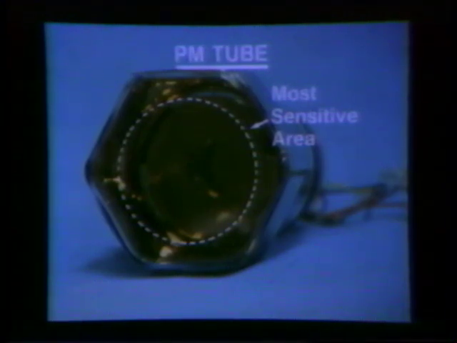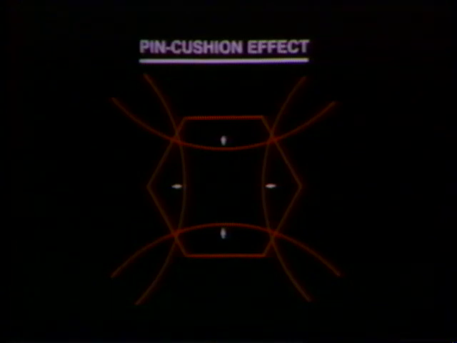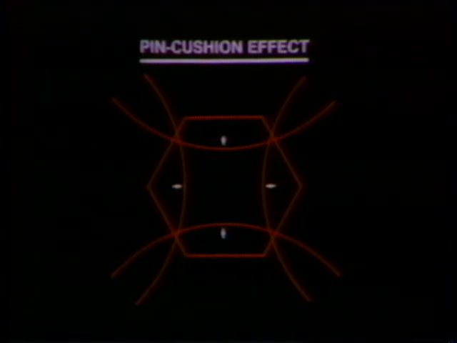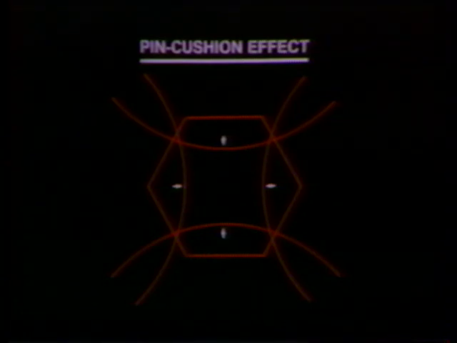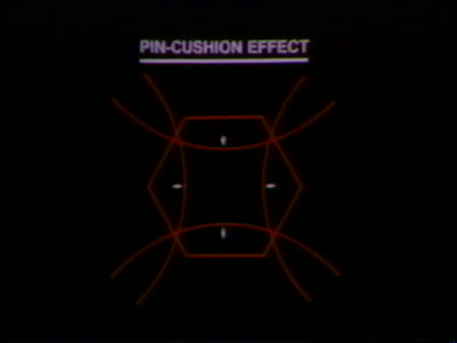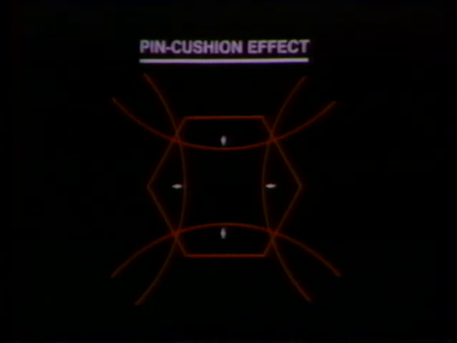Unfortunately, the PM tube sees light better at the center of the tube than it does at the edges. This has a tendency to distort the signal information such that if a series of straight lines of radiation were placed at the edges of an individual tube, they would appear to be bent toward the center of the tube due to this inherent distortion. This is called a pincushion effect.